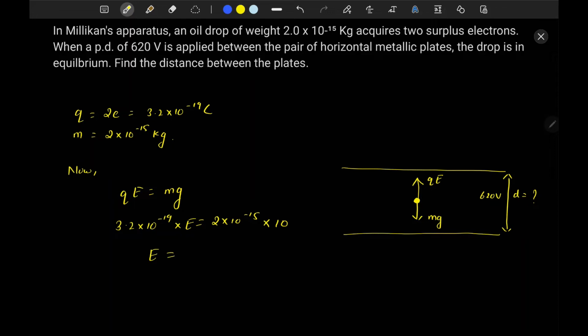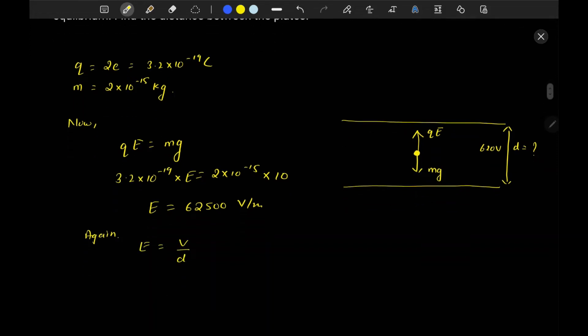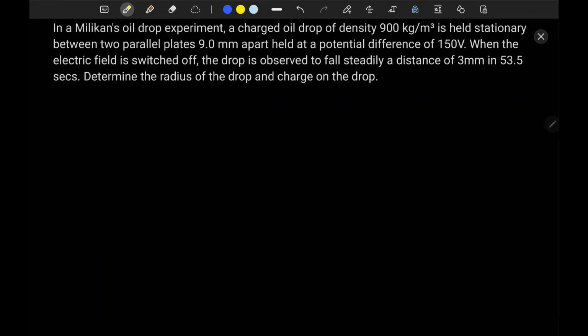This gives the value of E as 62500 volt per meter. Again we know that electric field E is given by V by D. So 62500 is equal to the provided voltage 620 by T. Therefore, T is calculated as 9.92 into 10 power minus 3 meter, that is 9.92 mm is the required answer. We have the next question.